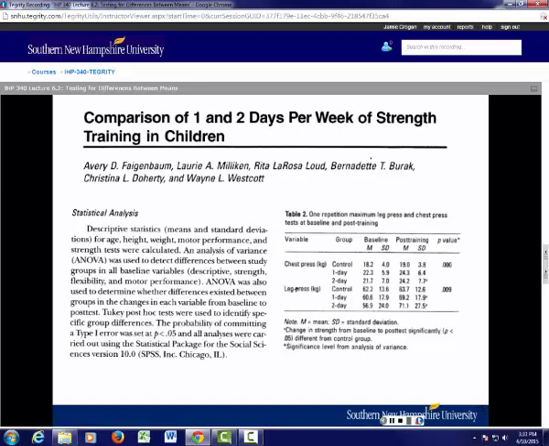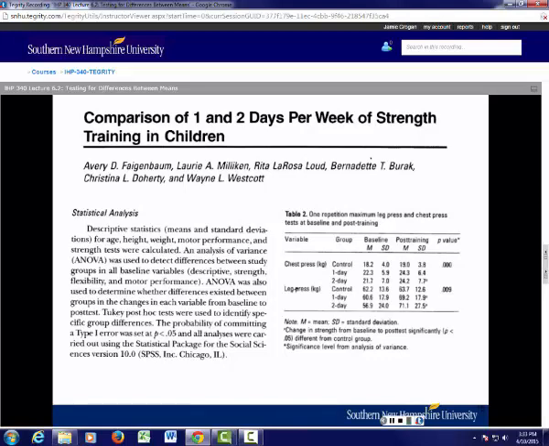The 1 day group, there is no symbol next to the 1 day group, meaning that the 1 day group was no different than the control group. So the change in strength in the 1 day group was not statistically significantly different than the change in strength in the control group. It took 2 days of training per week to be significantly better than either 1 day or control. The leg press was a different story, so now you're looking at the bottom half of the table.